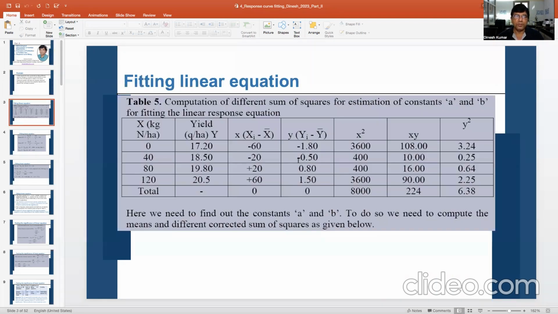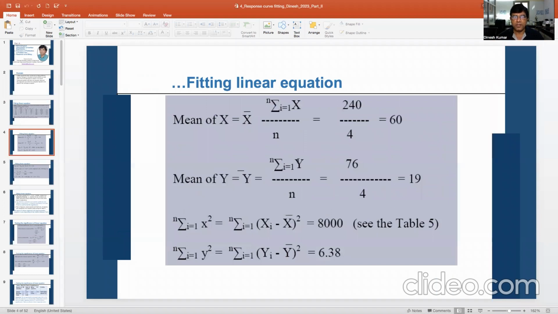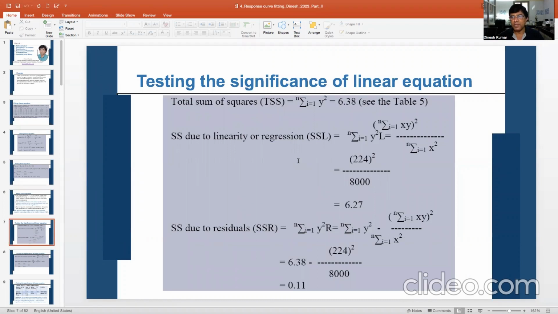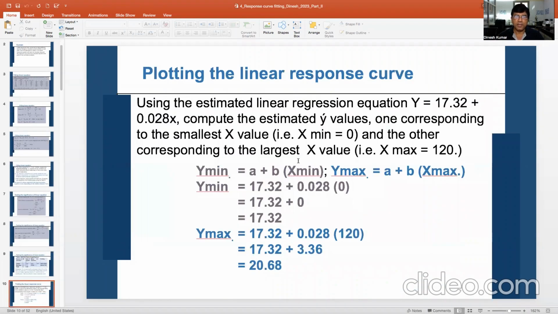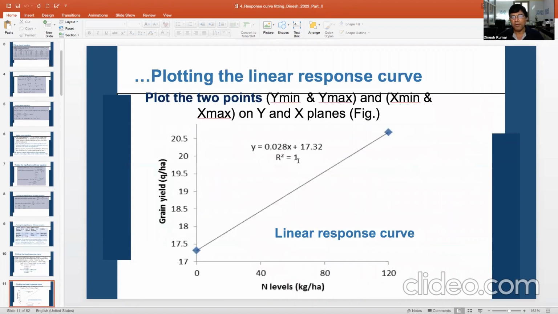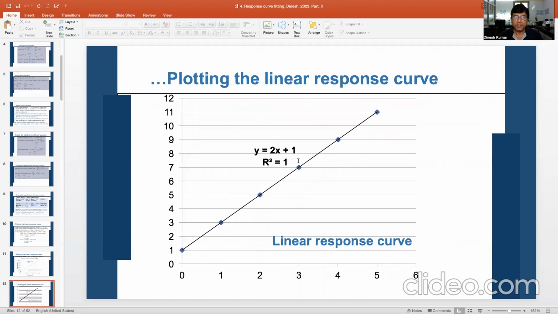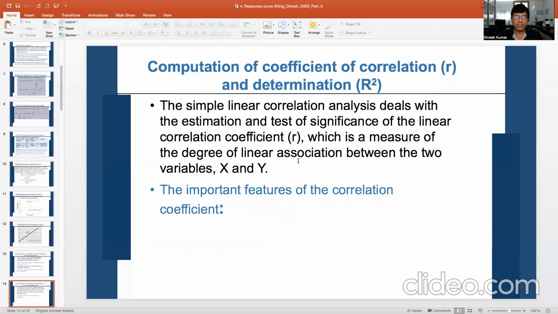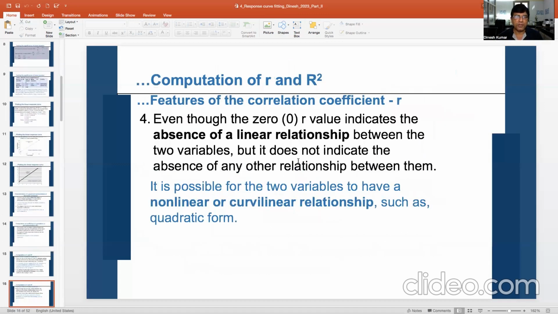So you have seen fitting the linear equation, computation of the values of A and B, and then testing the significance of the linear equation. The next step is plotting the linear response curve. You see, y min and y max values were computed by putting the respective values of x, and you can plot it like this. Then the characteristics of the graphical representation of the linear equation, and then computation of the coefficient of correlation and R square. You have seen all these.